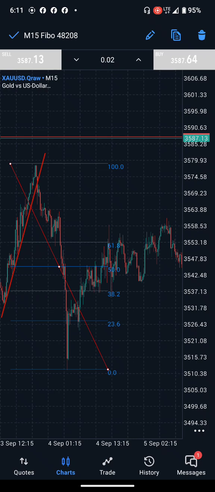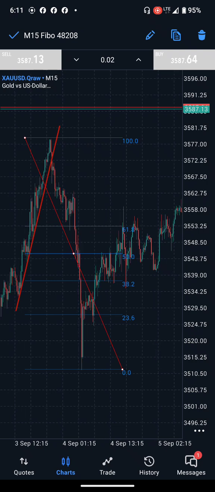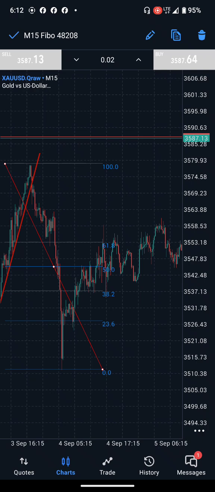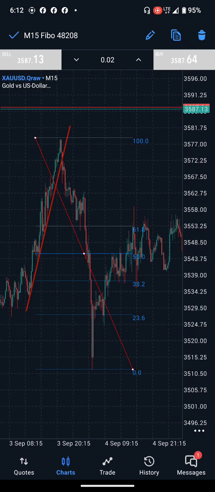The same thing applies if the market is going in an uptrend. Then there's high chance that whenever the market breaks 23.6, the market is going to 38.2. The same thing I explained for the downtrend is the same way you do it for the uptrend.